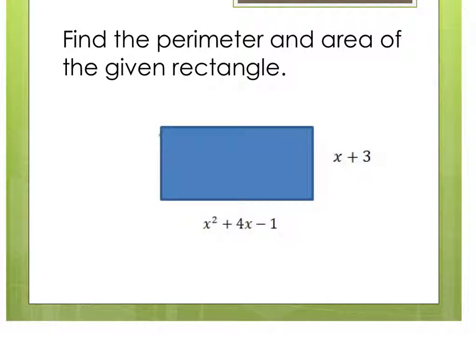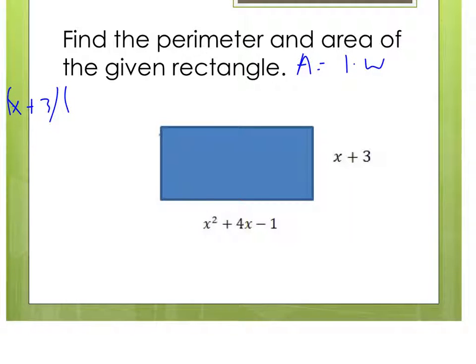Okay, we're going to use the same rectangle to find the area. So when we do that, the very first thing we're going to do is write down the formula for area. Area equals length times width. Now, the first thing I want to do is set this problem up horizontally just so I can have a better view of it. So here's x plus 3.